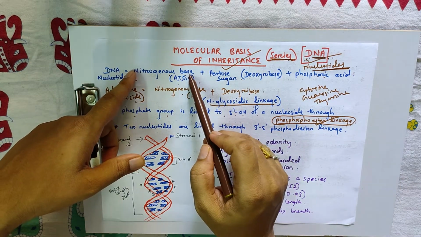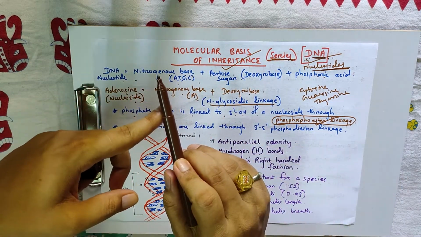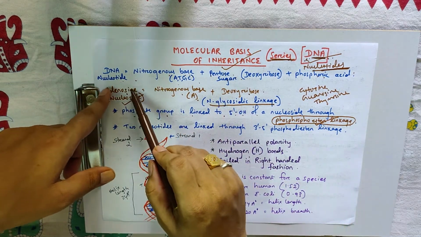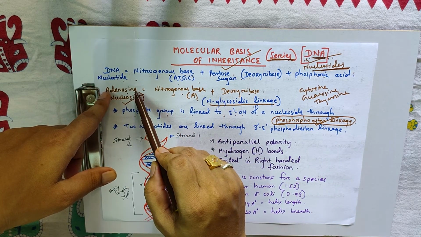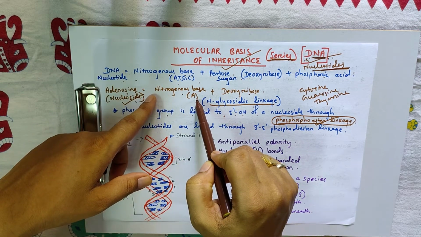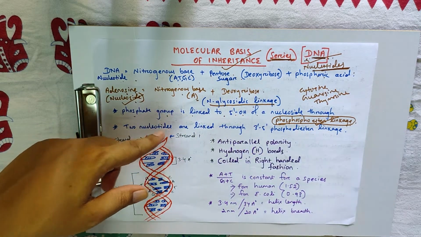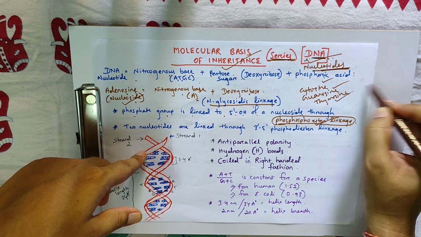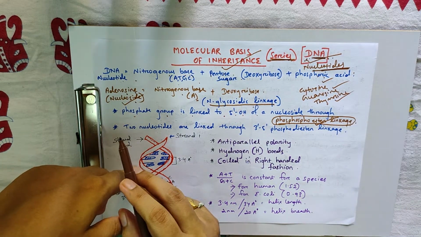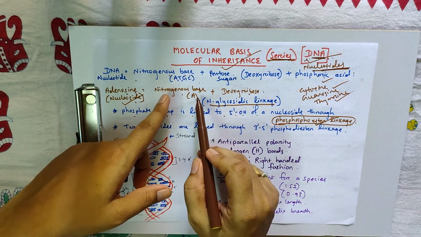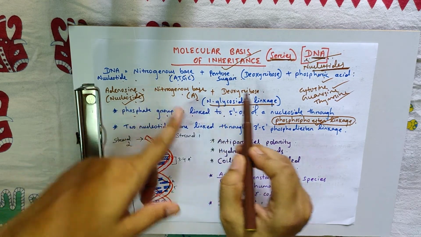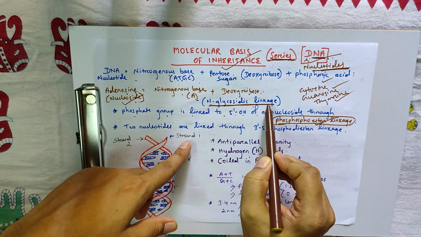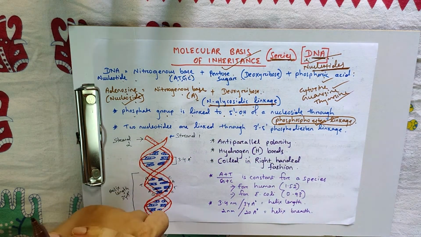When a nitrogenous base and a pentose sugar combine, they produce a nucleoside. Here is one example, adenosine: the nitrogenous base adenine and deoxyribose. Similarly, cytidine, guanosine, and thymidine are nucleosides. In a nucleoside, the nitrogenous base and deoxyribose are bound together by an N-glycosidic linkage.